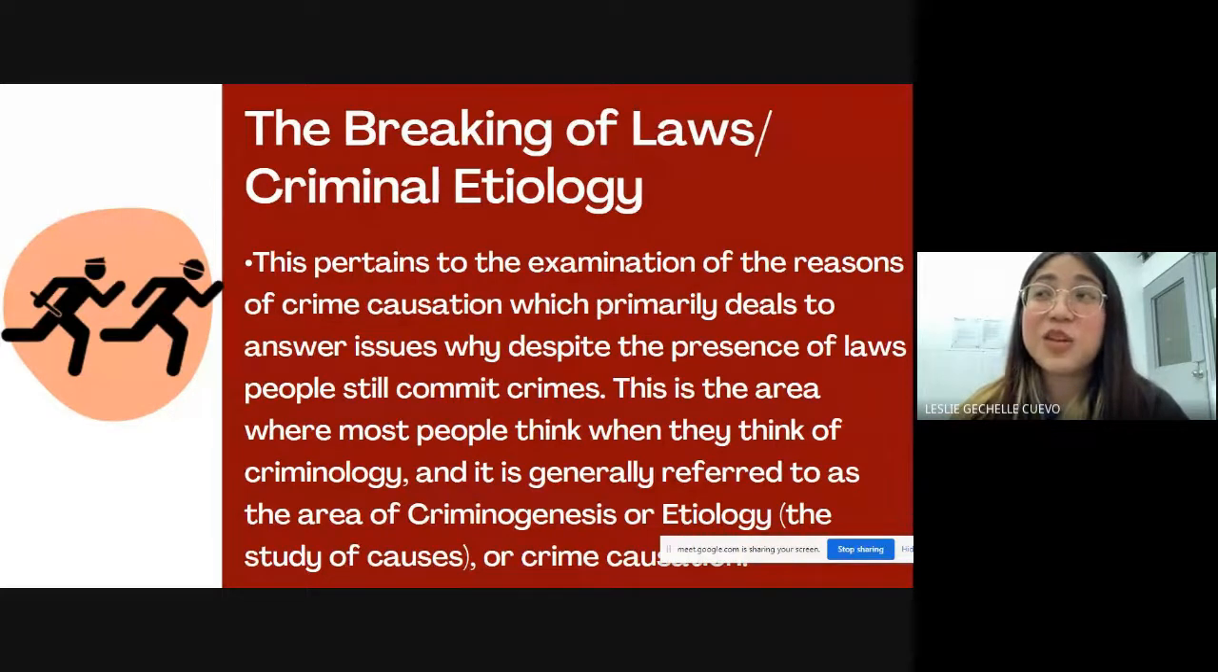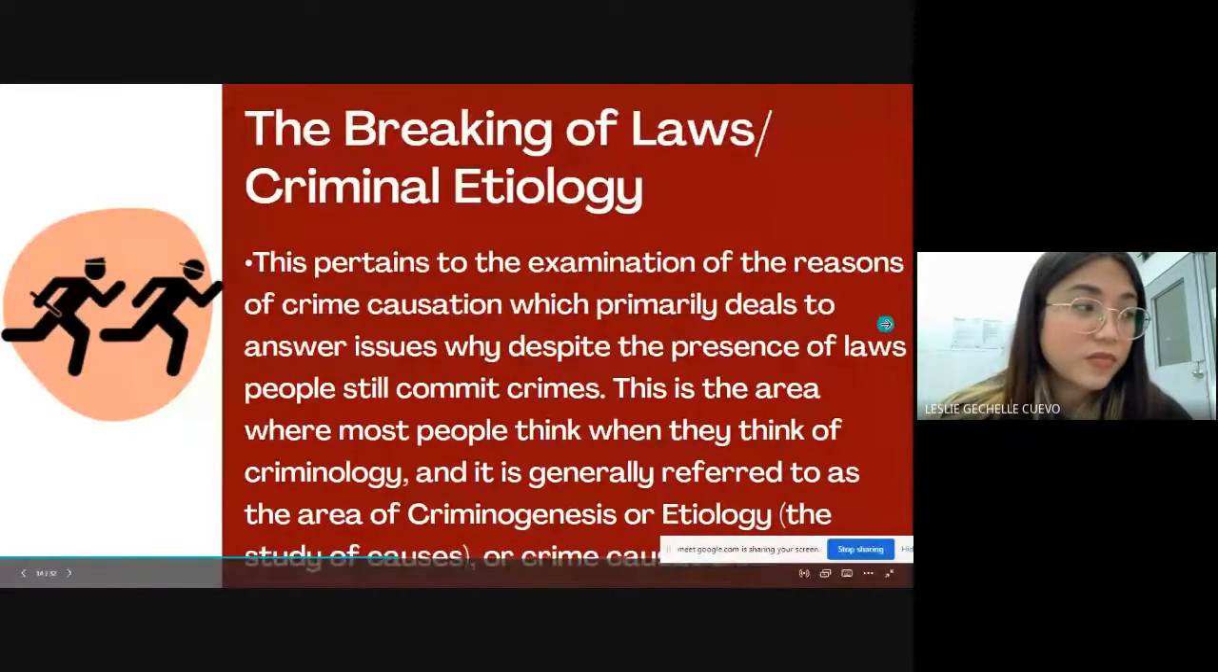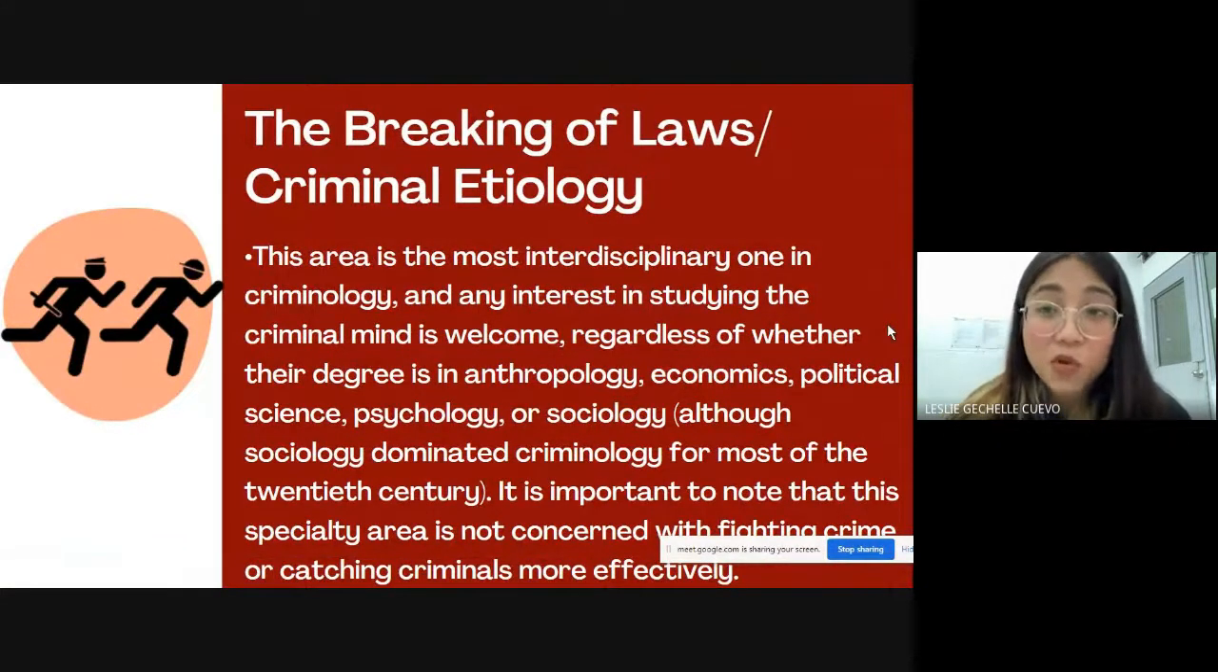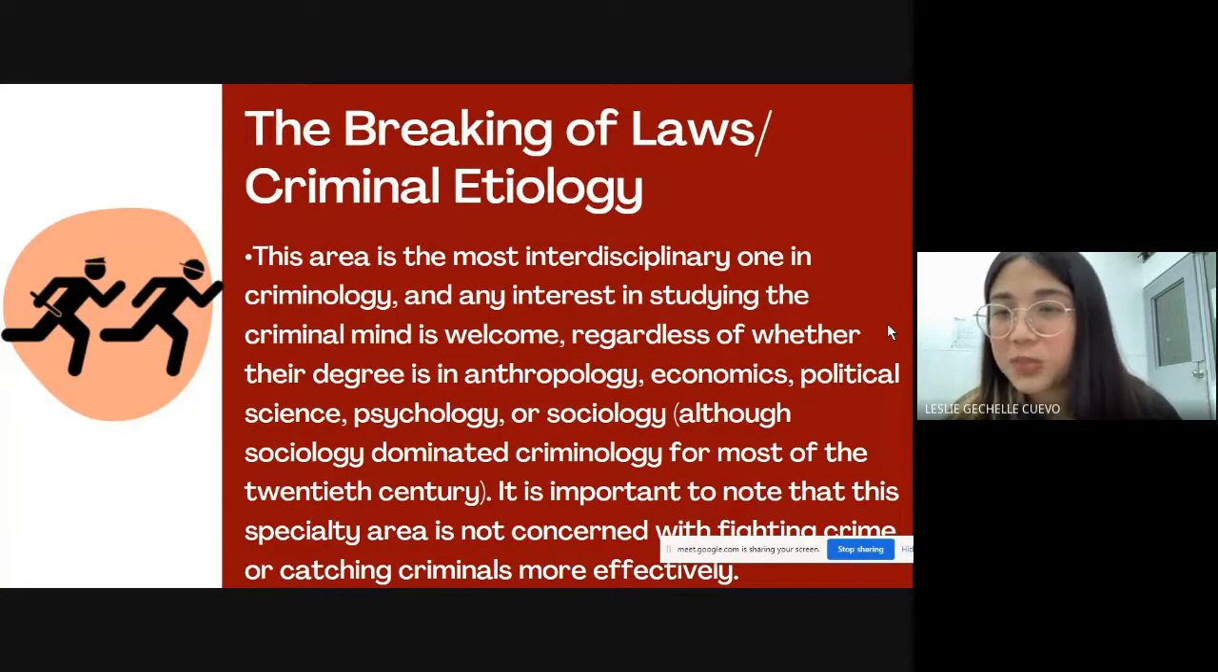Kasi nga, criminology, root word is crime. So pag sinabi crime, merong lumabag sa batas, merong hindi sumunod sa batas. And it is generally referred to as the area of criminogenesis or etiology, the study of causes or crime causation. This area is the most interdisciplinary one in criminology, and any interest in studying the criminal mind is welcome regardless of whether their degree is in anthropology, economics, political science, psychology, or sociology.